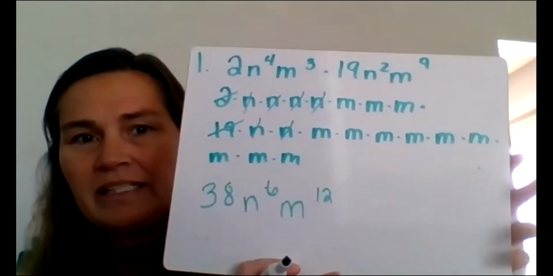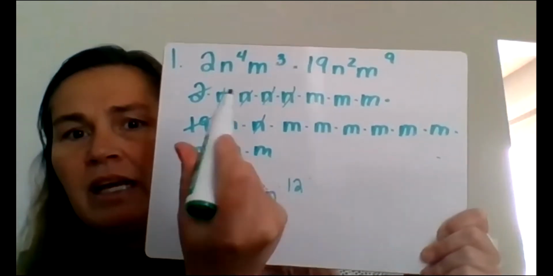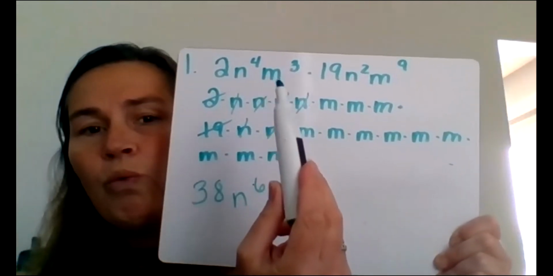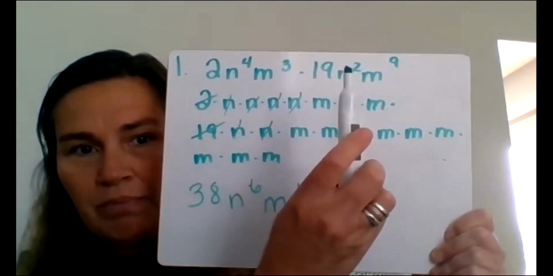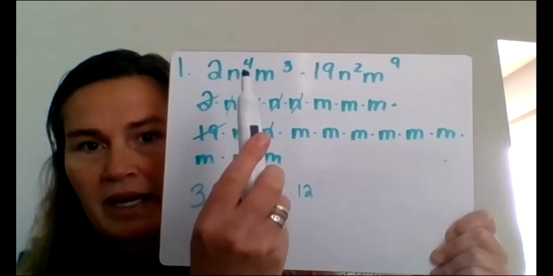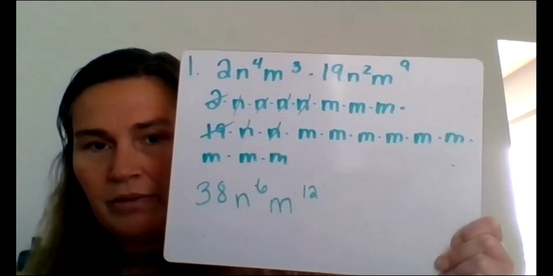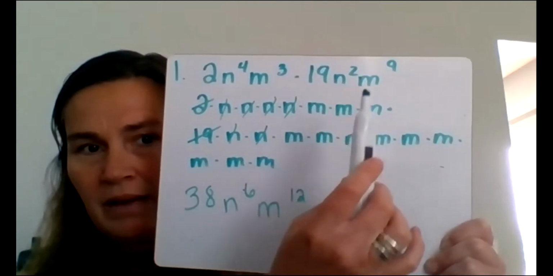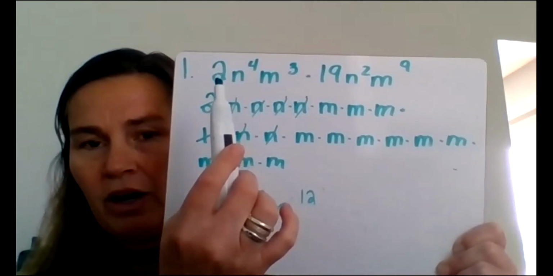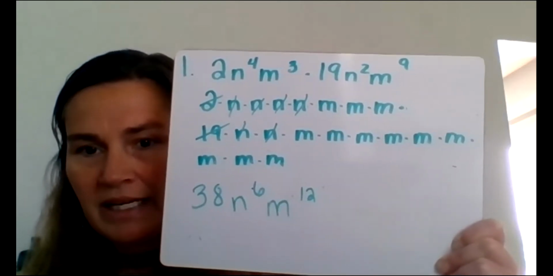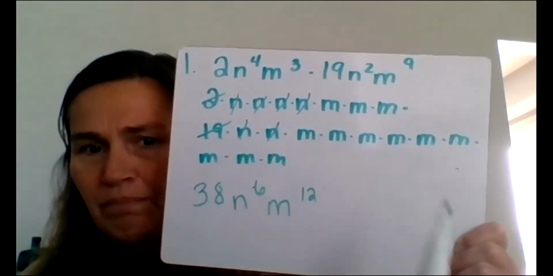So can anybody see how we can have a little bit of an easier time doing this? If you just look at this, when you are multiplying the same variable to different exponents, you simply add the exponents. Notice we had n to the 4th, n to the 2nd, and that became n to the 6th. So I just did 4 plus 2. M to the 3rd times m to the 9th, we get 3 plus 9, m to the 12th. And all I did is multiply my 2 and my 19. Much easier, but this is why it works to do that.